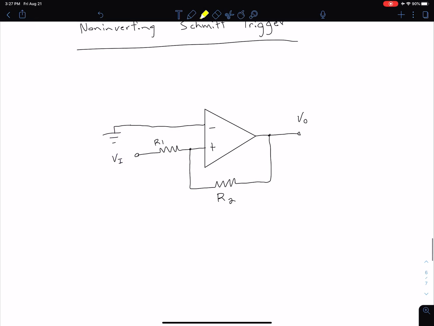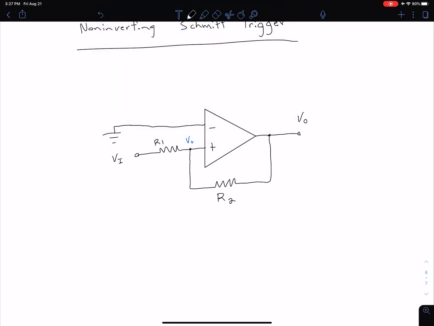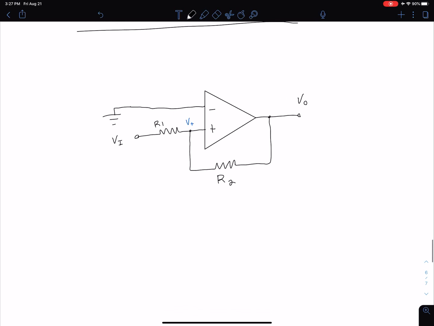Okay, so again, to help us with our analysis, we can label this voltage here as V plus. When I say V plus, I'm referring to this V subscript plus as opposed to our power supply, which is implied but not shown explicitly here. In order to get an equation that relates our V plus to our input and output voltages, we're going to use superposition and voltage divider.